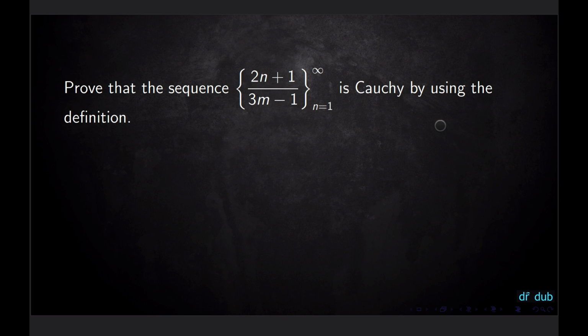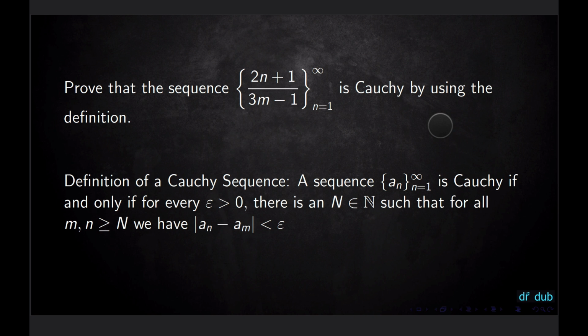Hey guys, what's up? Today we are looking at doing something a little bit different. I'm going to go through a proof from real analysis where we would prove that a sequence is Cauchy. We could do this by showing that the sequence converges and therefore is Cauchy, but what we're actually going to do is show that it's Cauchy using the definition.